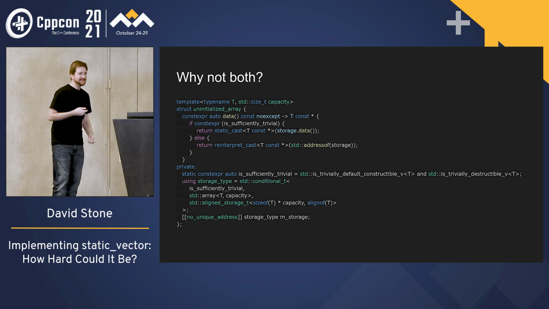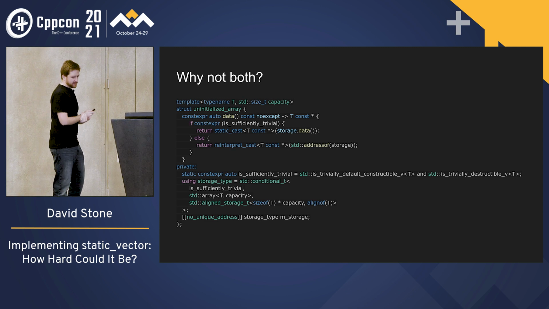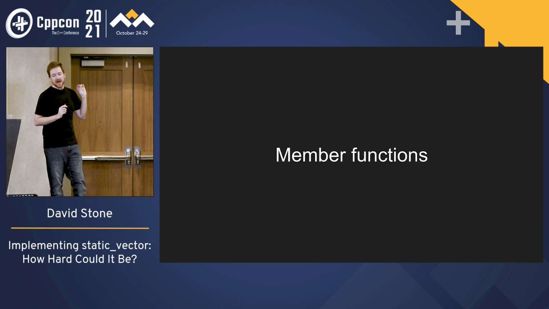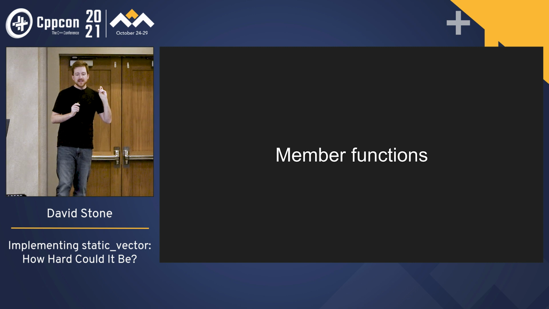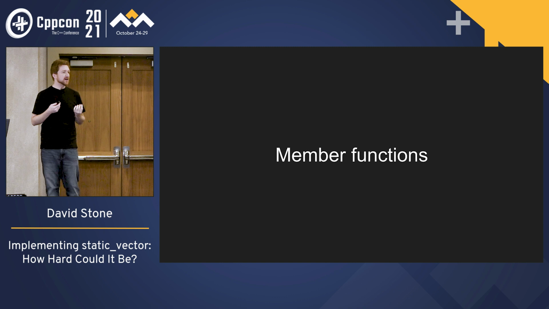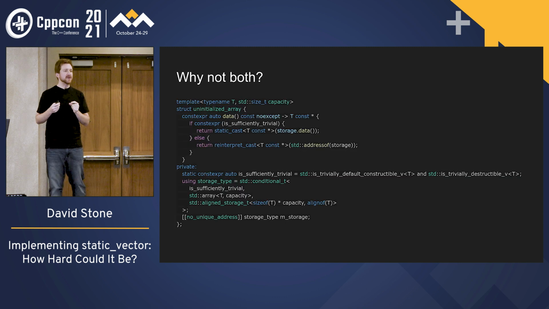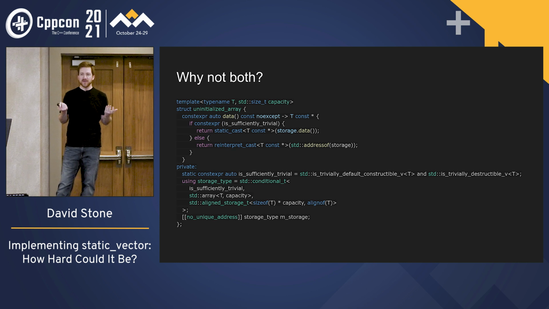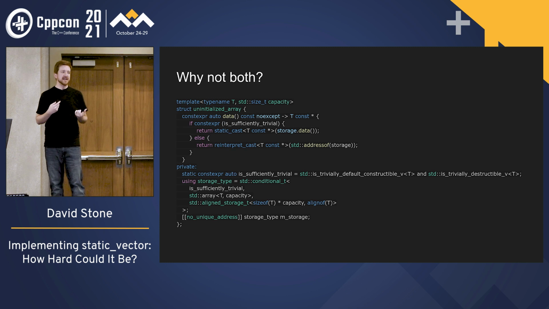Yes, Ben. Why do you have no unique address on the member variable? Okay, the question was, why do I have no unique address on the member variable? The reason there is that you could end up with a static vector of capacity 0. If you have some sort of computation of exactly how many elements you need, it ends up with 0. It'd be really nice for that to not take up any space. And no unique address allows static vector to be an empty type when capacity is 0.